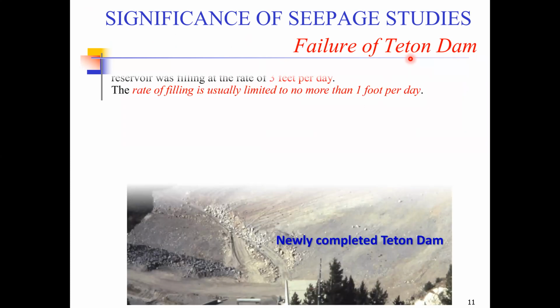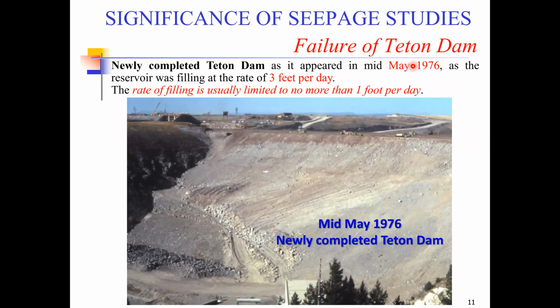So I'm going to share a couple of case histories with you. The first one is failure of a very famous dam, which was named the Teton Dam. This shows the initial figure of the dam. It was a newly completed dam which was opened in May 1976. Once the dam was opened, they started filling water. Now this is the downstream side of the dam. The water reservoir was at the back, somewhere over here, where you would store water.